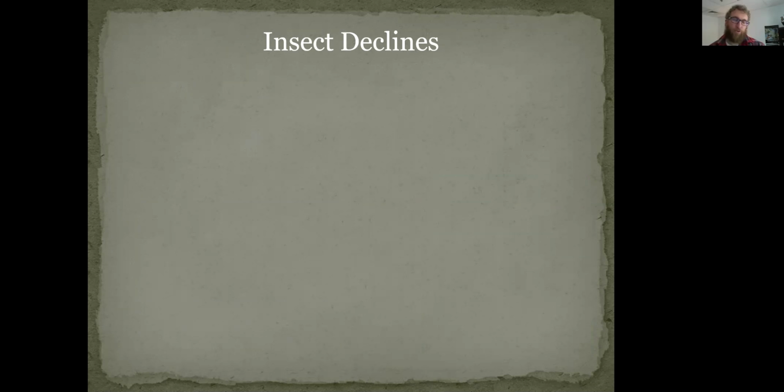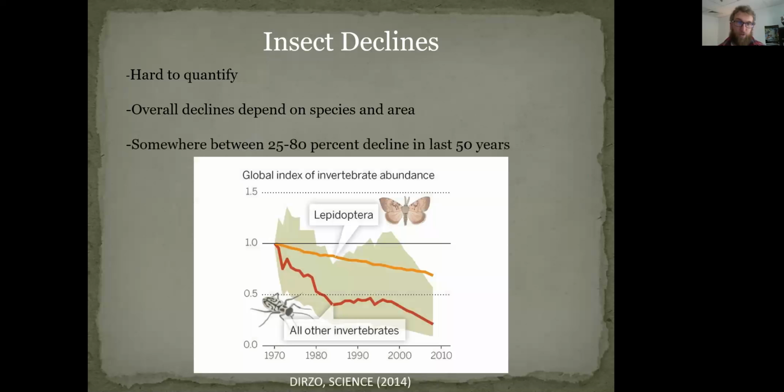Now, one thing I wanted to talk about before we get into the nitty-gritty of insects is insect decline. It's hard to quantify. We know that insects have decreased, but nobody thought to look at insects when there were a lot of them, so we don't know how many there were to start with. And it depends where you're at, how far they've gone down. But between 25 and 80% of all insects have disappeared in the last 50 years. So that's pretty remarkable. And this is just a graph from a particular study, but it kind of captures the trend.